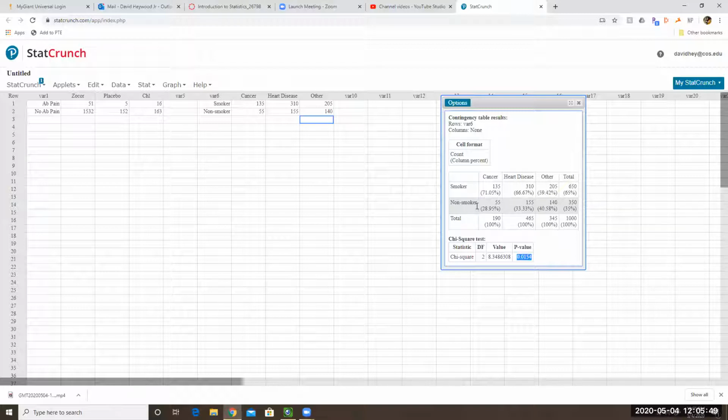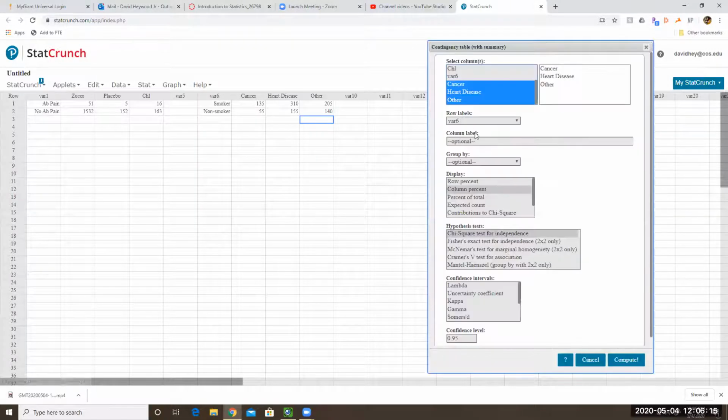Then again, that's maybe not a great way to look at this, because I think the total number of smokers was 650. The total number of non-smokers in the survey was 350. So of course all of these percentages down here are going to be smaller than all of these percentages up here. So maybe we don't really want to look at the column percentages.